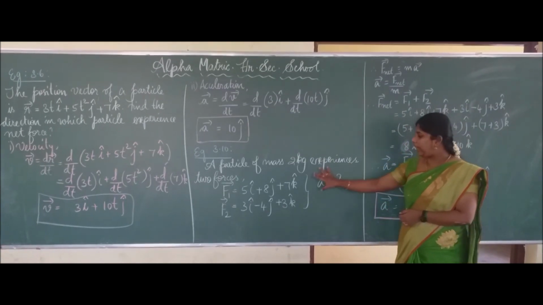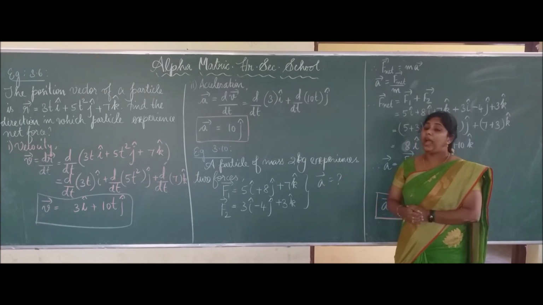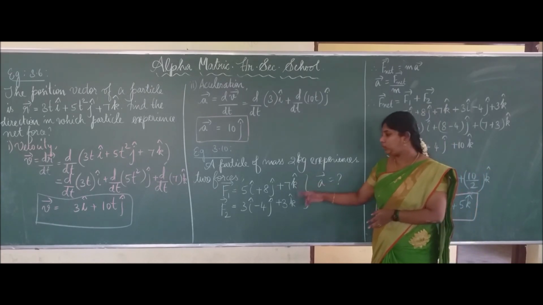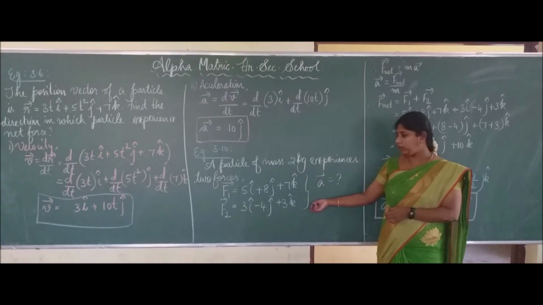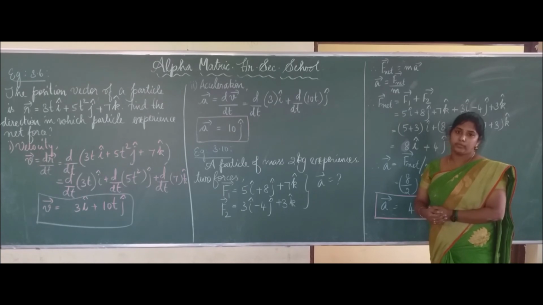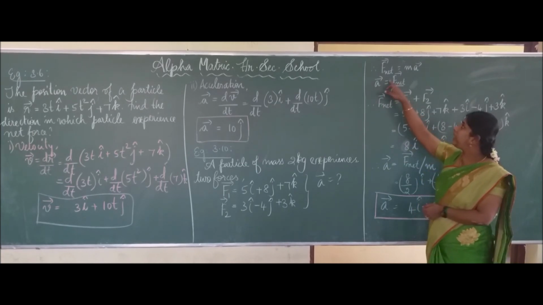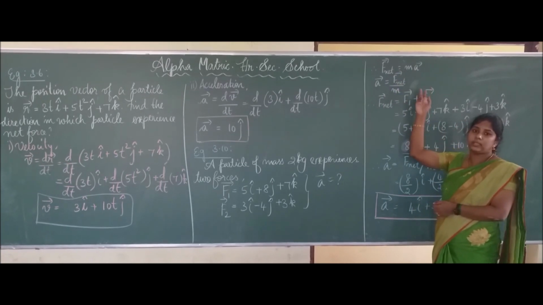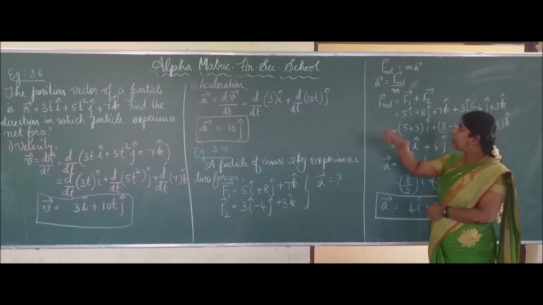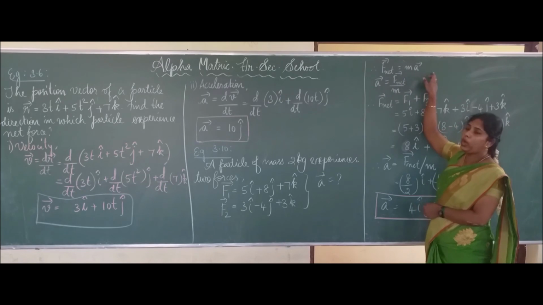Okay, so before finding the acceleration, you have to know what the net force acting on the particle is. Because here they have given two forces, F1 and F2, we have to add these two forces. We can get the net force. Right? That is F net equal to M into A vector. This comes from the second law of motion, F equal to ma. So F net equal to M into A vector.